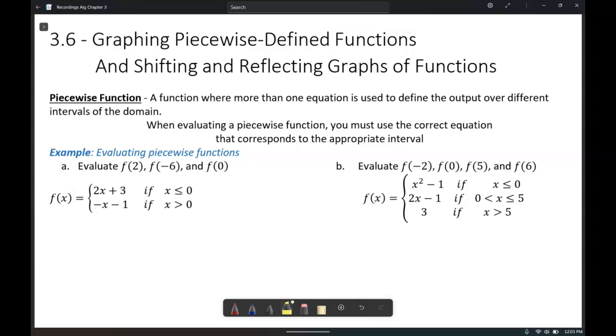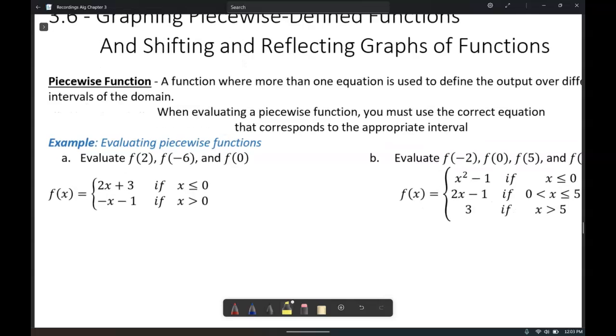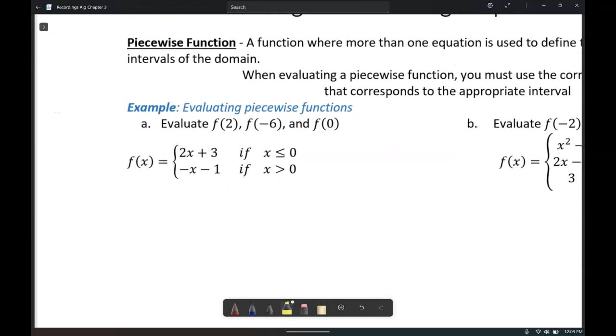A piecewise function is one where more than one equation is used to define the output over different intervals of the domain. When evaluating a piecewise function, we have to use the correct equation that corresponds to the appropriate interval. So here what we want to do is evaluate our functions for some different points, but realize that our function is broken up into two equations.